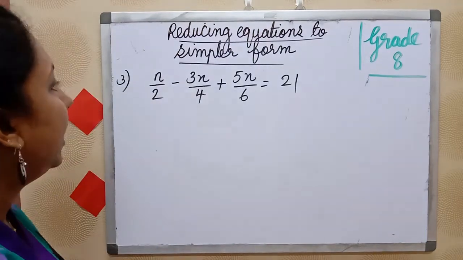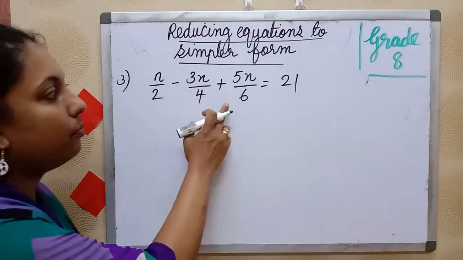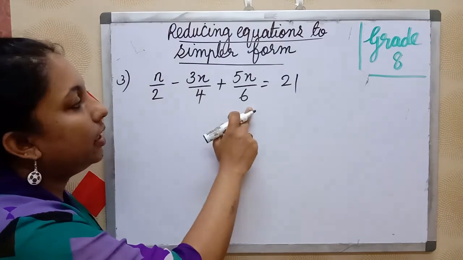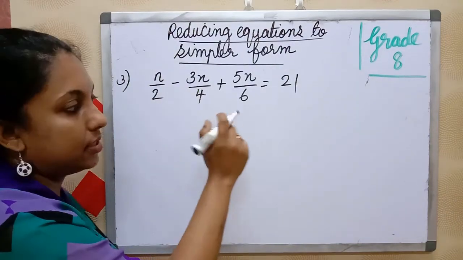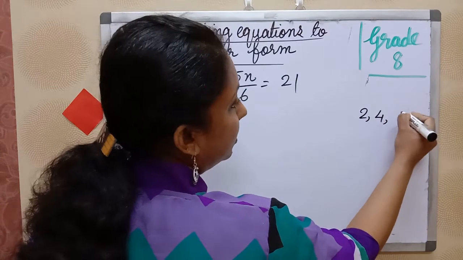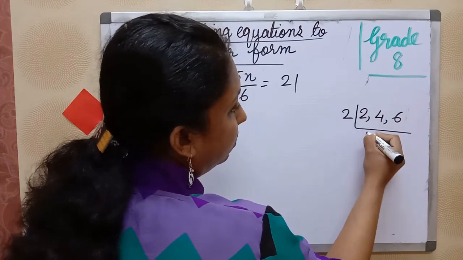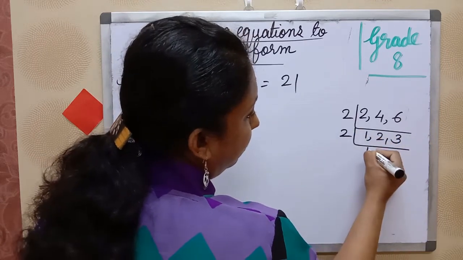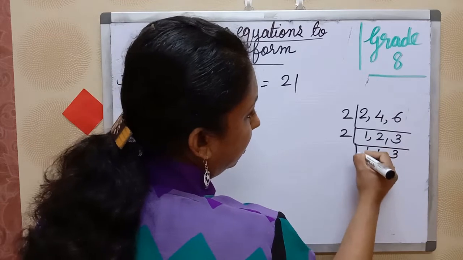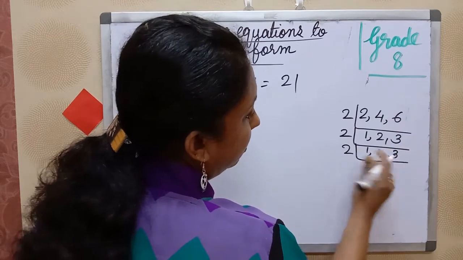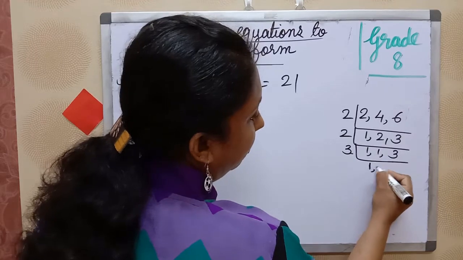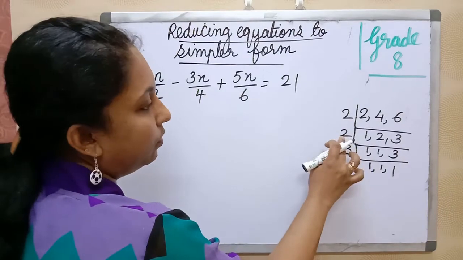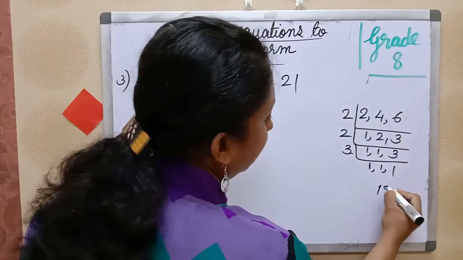Next question. n by 2 minus 3n by 4 plus 5n by 6 is equal to 21. So we can take the LCM first. That is 2, 4, 6. 2 ones are 2, 2 twos are 4, 3 twos are 6. Again 2: 1, 1, 3. 2, 1, 3. 1, 1, 1. So LCM is 2 into 2, 4 into 3, 12. LCM is equal to 12.